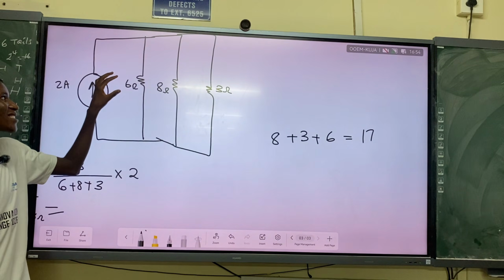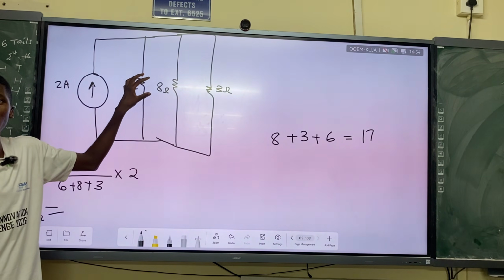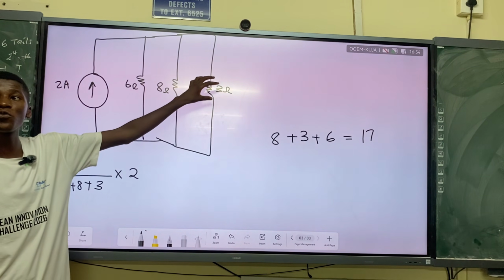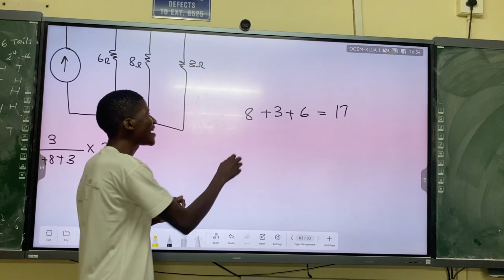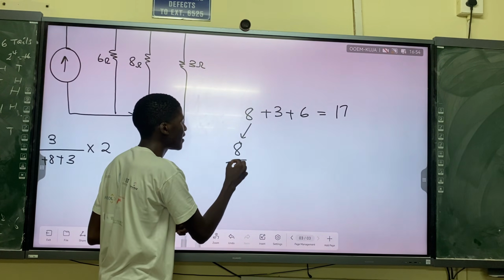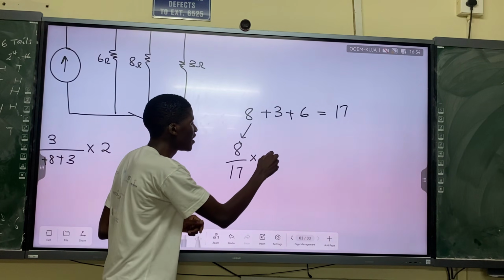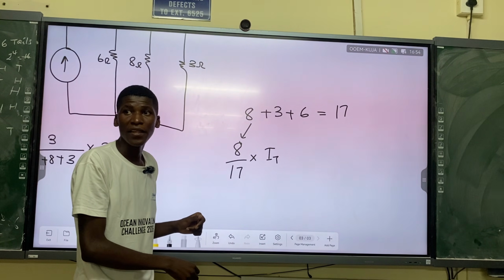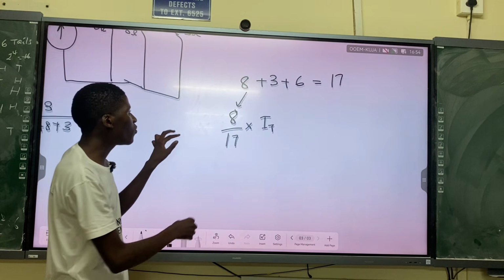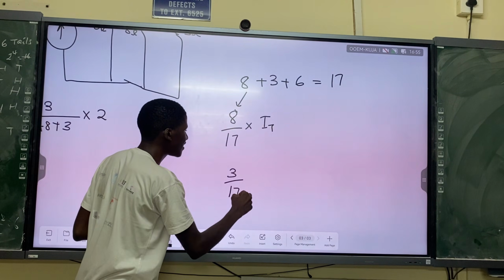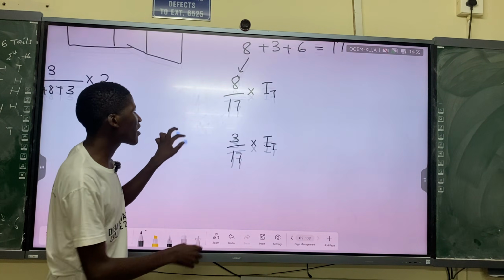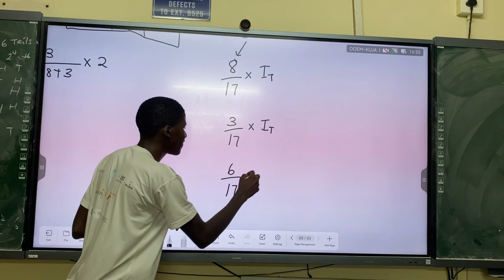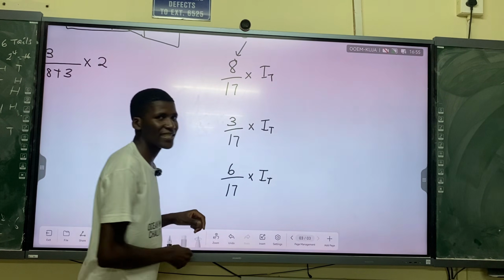Okay, so some of the current will go to the 6 ohms resistor. Some of it will go to 8, some of it will go to 3. So it means I can have 8 over 17 times the total current as a split. I can have 3 over 17 times the total current as a split. I can also have 6 over 17 times the total current as a split.